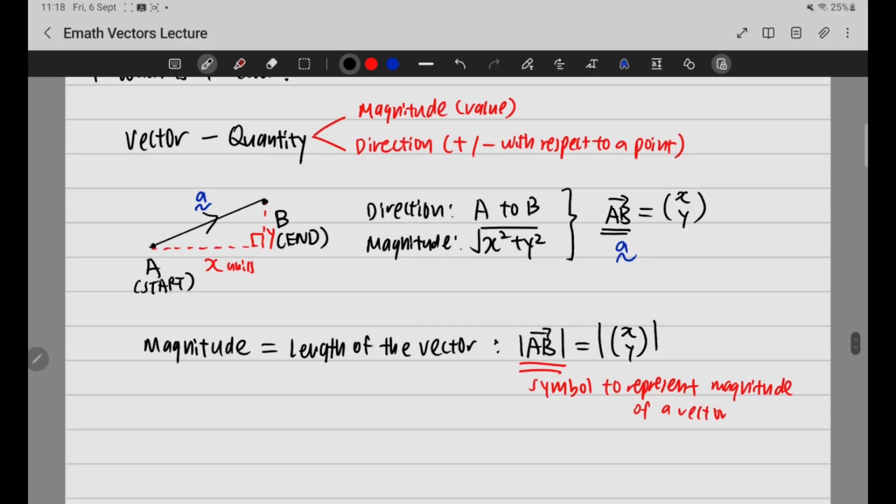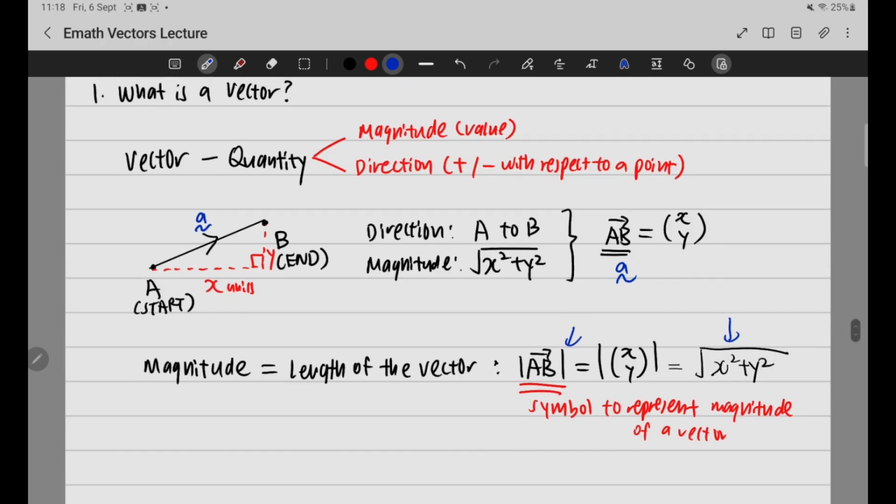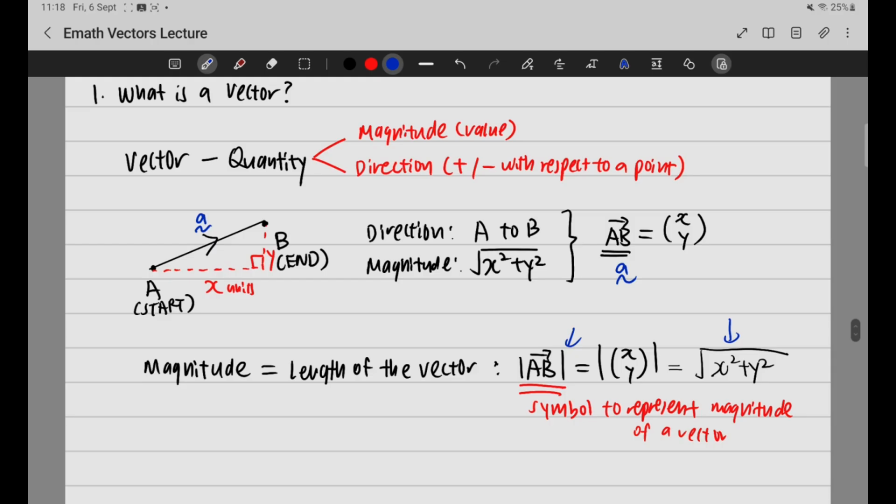So this is actually just the square root of x squared plus y squared. Just like that. So this is how you always find the magnitude of a vector, by using this symbol over here as well as using this equation over here and just substituting the values. Alright, and then the direction is always just from where to where. So in this case, it's from A to B. Right? From A to B. That's the implied direction.